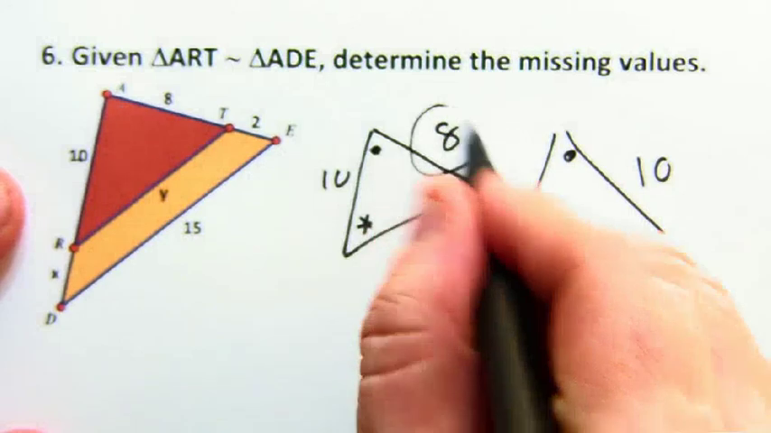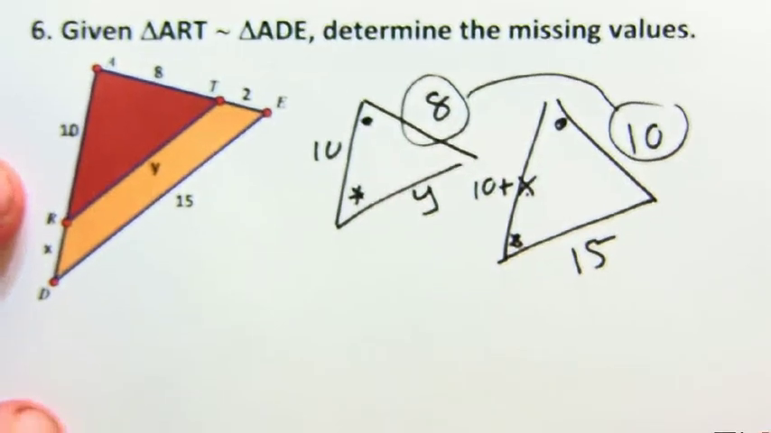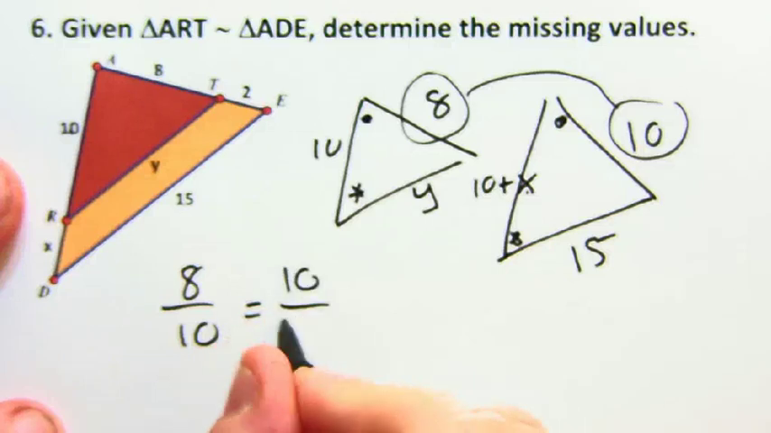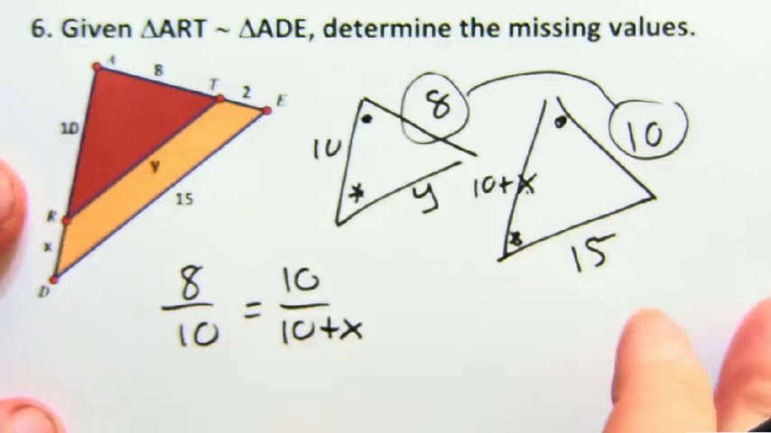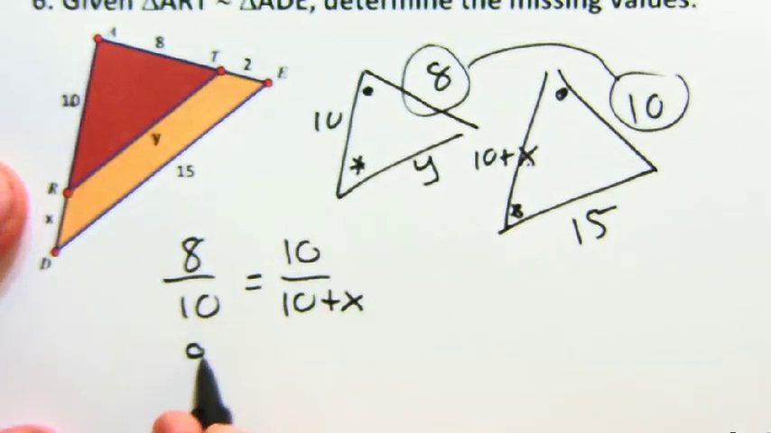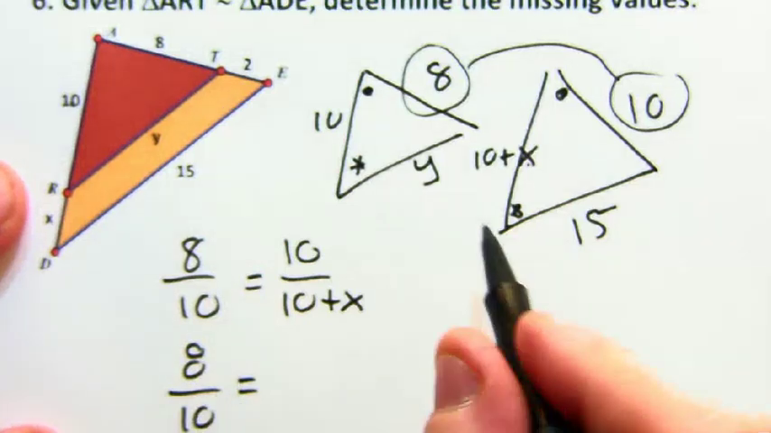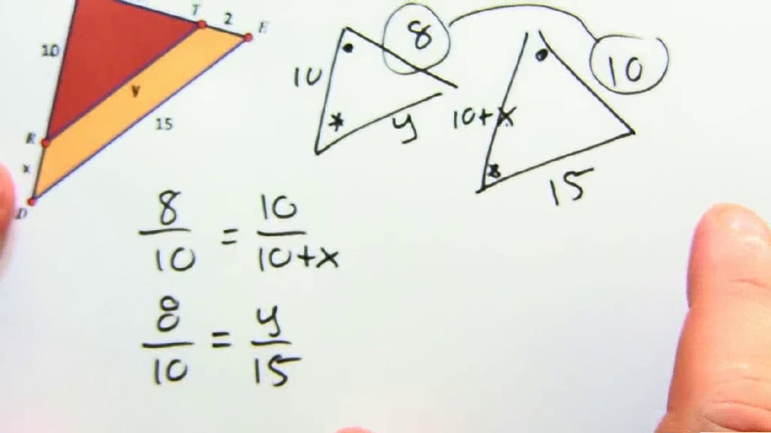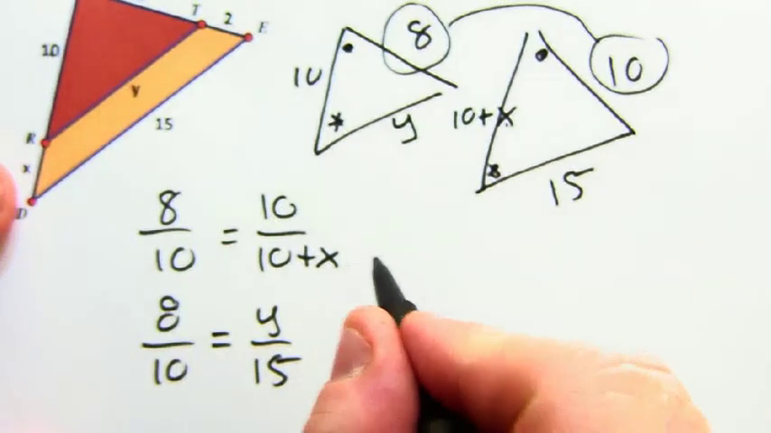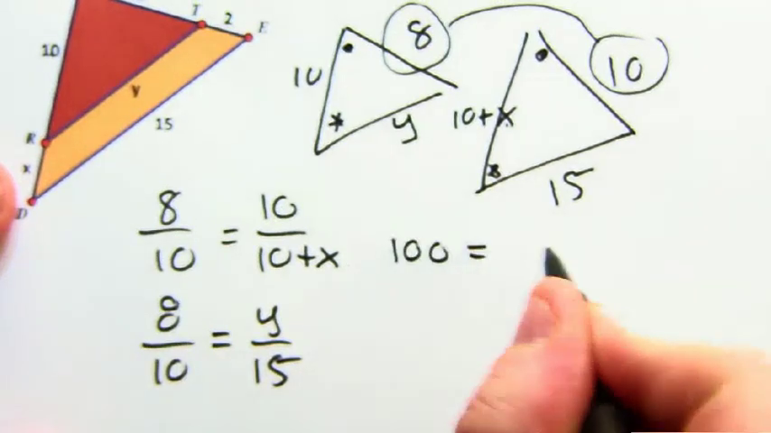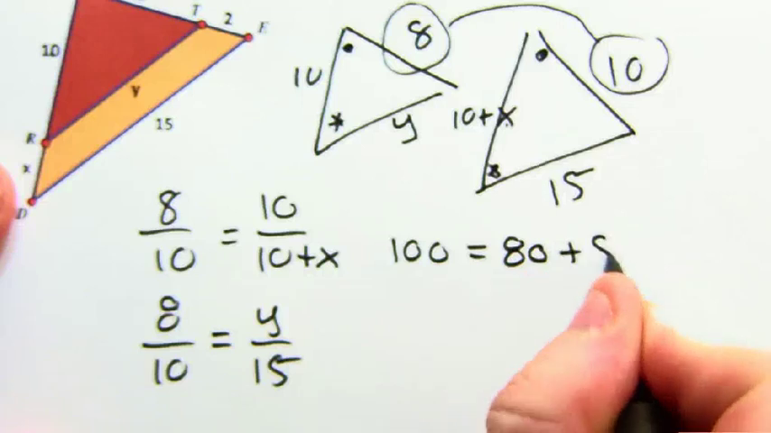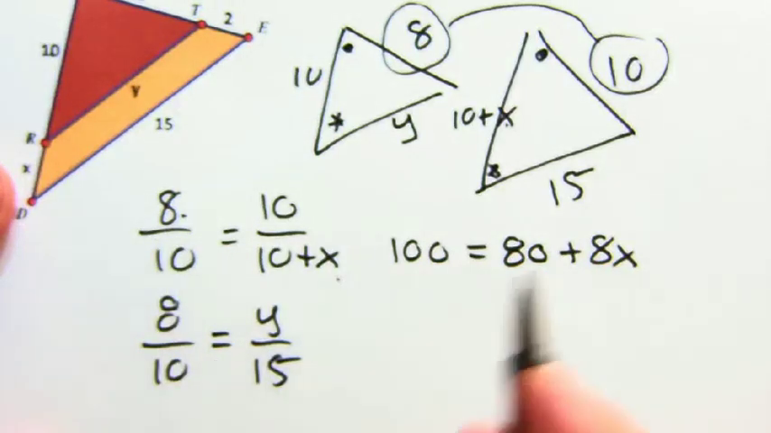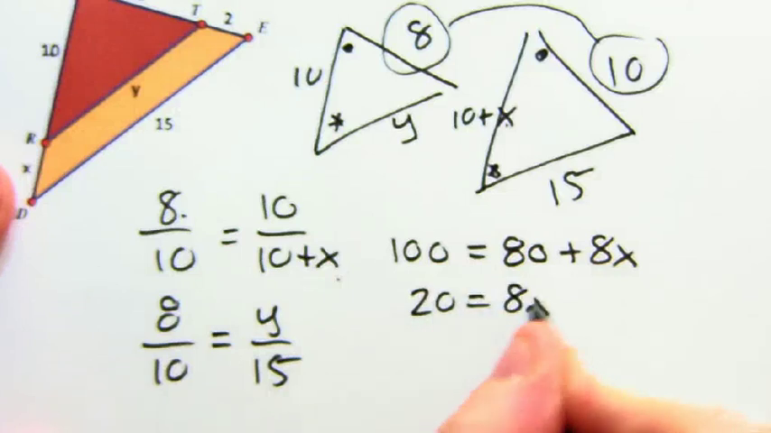So again, here's our scale factor. What would it be? 8 is to 10 as 10 is to 10 plus x, and 8 is to 10 as y is to 15. Maybe let's just finish with this work. Watch how this works. You get 100 equals 80 plus 8x. Do you see how 100, 80, and 8x? So you get 20 equals 8x.